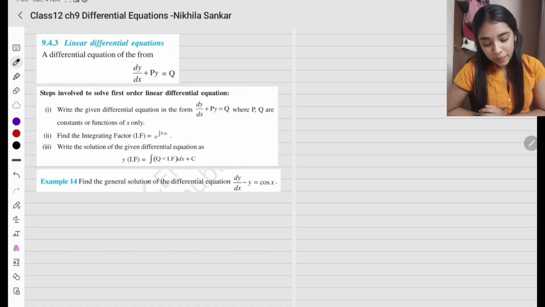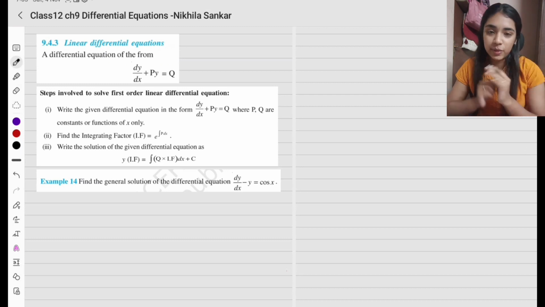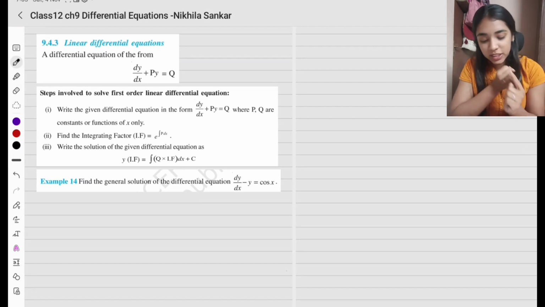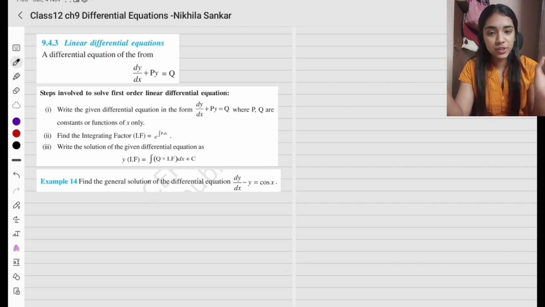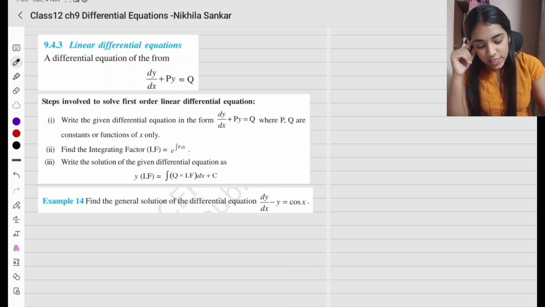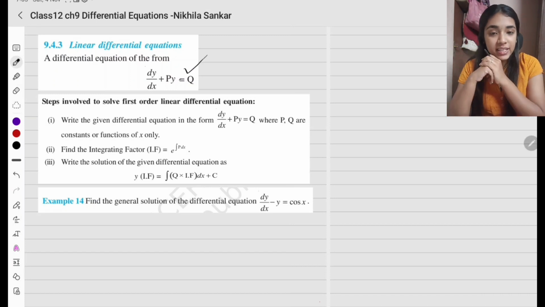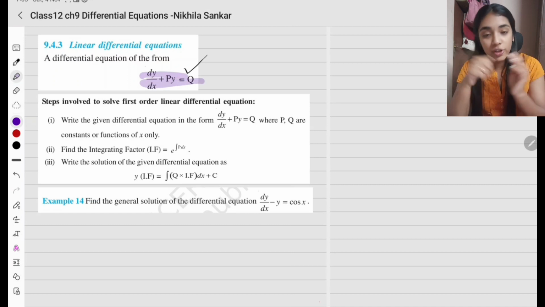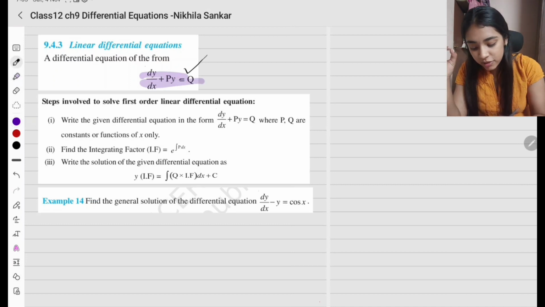So our next new topic is going to be linear differential equation. So we have seen variable separable and homogeneous differential equation, now linear differential equation. What does linear mean? We'll see. A linear differential equation is of the form dy by dx plus py equals q. Okay, so this is going to be the form of a linear differential equation.